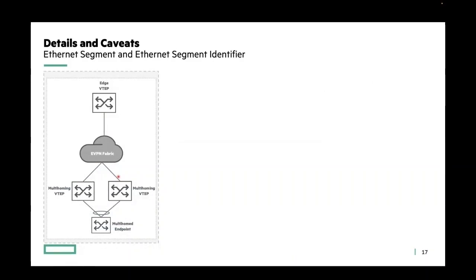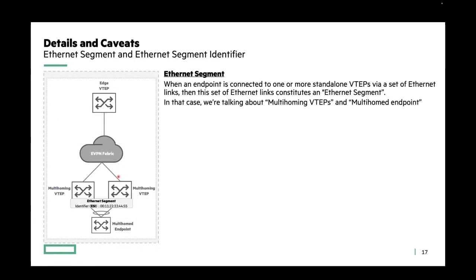Okay, so what are the concepts of Ethernet segments and Ethernet segment identifier? Let's start with the concept of Ethernet segment. When an endpoint that we are calling a multi-homed endpoint is connected to 2 or more standard VTEPs, that we are calling multi-homing VTEPs, with a set of Ethernet links, then this set of Ethernet links is called an Ethernet segment.